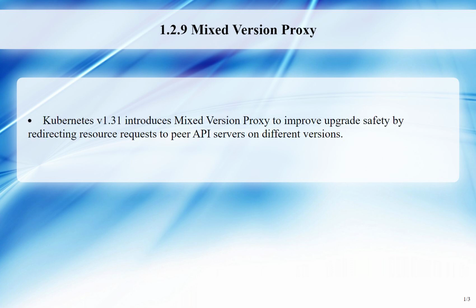Kubernetes v1.31 introduces the alpha feature called the Mixed Version Proxy, allowing the API server to redirect resource requests to other peer API servers within a cluster running different versions of Kubernetes. This feature aims to improve the safety of cluster upgrades by ensuring that users do not encounter unexpected 404 errors during the upgrade process.